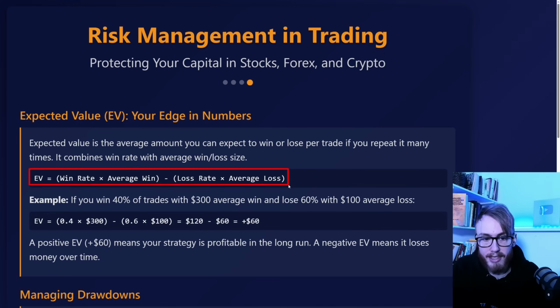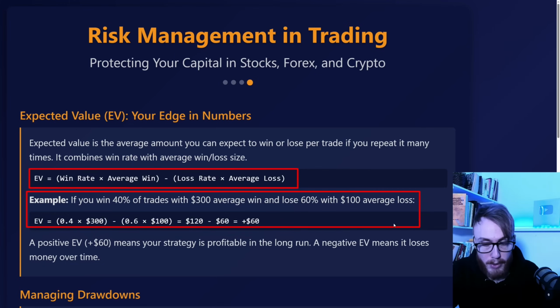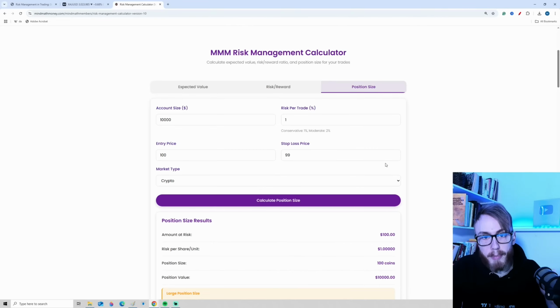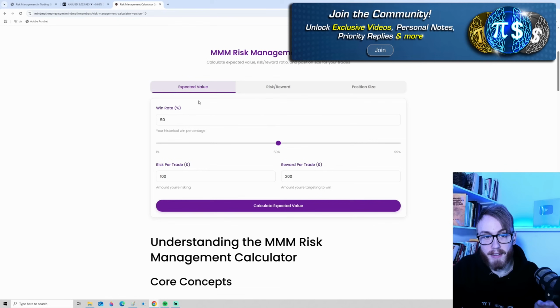As you can see, right here is the formula for expected value. You take the win rate times how much you win, minus the loss rate times how much you lose. Here is a simple example, but as always, I think it's so much easier to just use our mindmathmoney calculator. So now we are back here in our mindmathmoney risk management calculator, and you simply want to go to expected value.